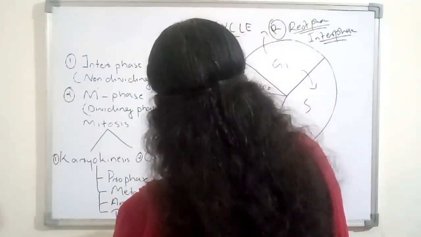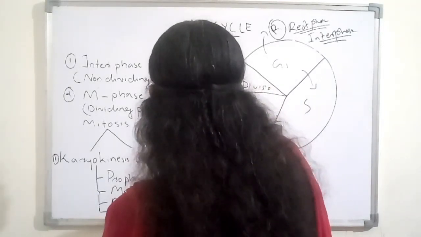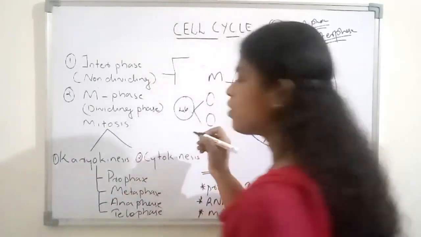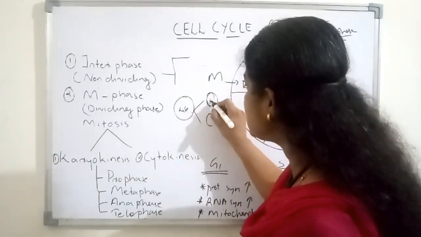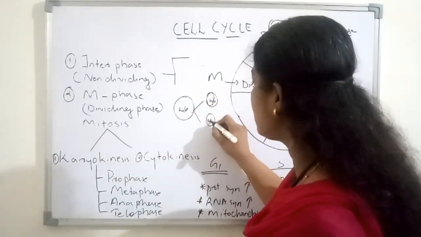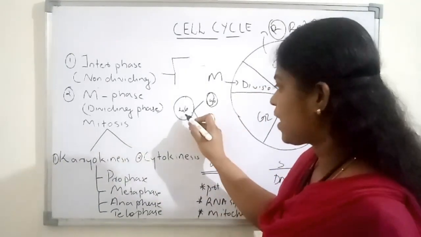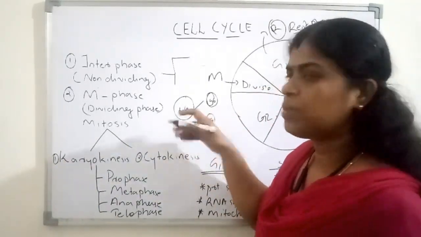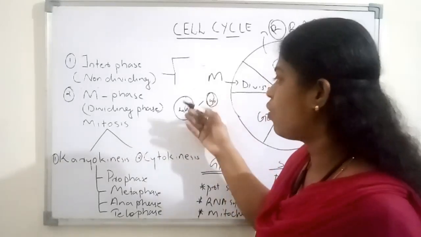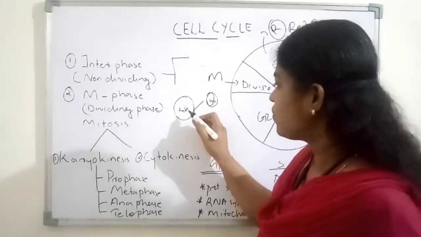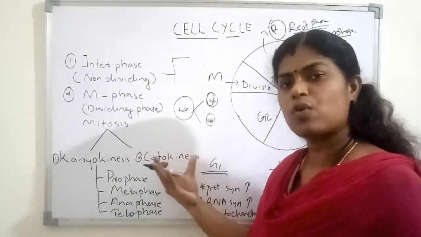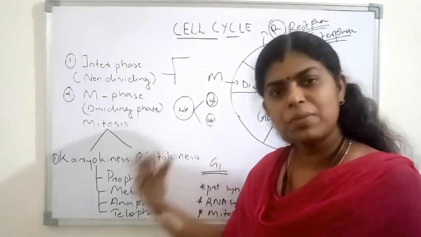For example, if it is a human cell, it has got 46 chromosomes. The 46 chromosomes should go to this cell and it should go to this cell also, isn't it? So the DNA should be doubled. One more set of chromosomes should be prepared. To make another set of chromosomes, it needs double DNA.